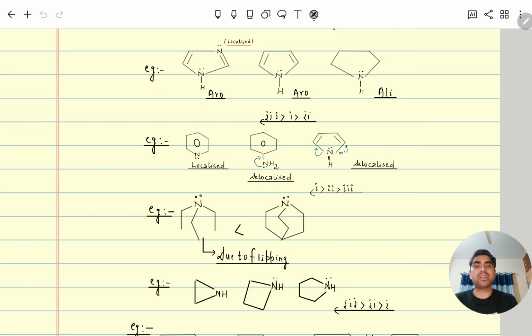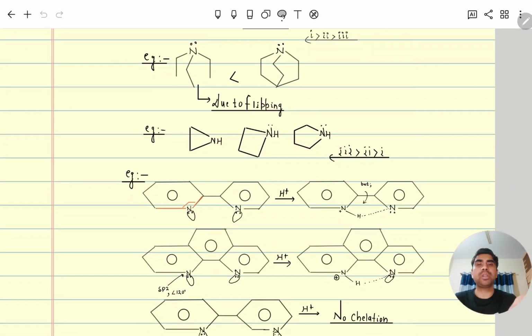Next, here you can see the basic strength of nitrogen. Here this is also localized, this one is also localized, but here flipping may happen. Flipping means it can change to that side also. So due to that, its giving tendency will be less, because as it is going that side, it will not be that effective, means it is creating hindrance. But as it is interlocked here, now it can easily give its lone pair to H plus, means basic strength is more. This is called amine flipping.